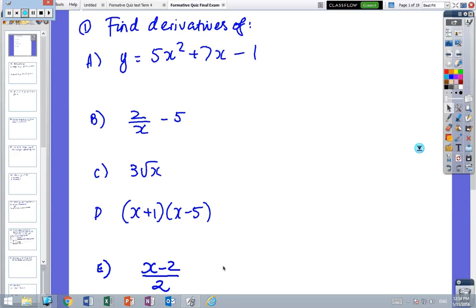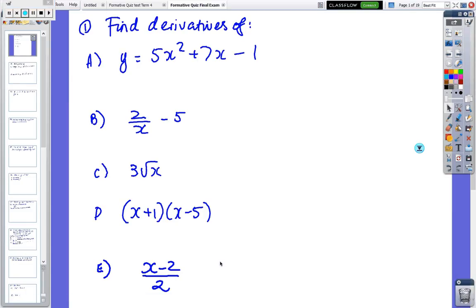Have a go, and when you're ready, come back live. The last two, don't forget you don't have the rules for brackets and fractions, so you have to expand out or divide. Okay, have a go when you're ready.